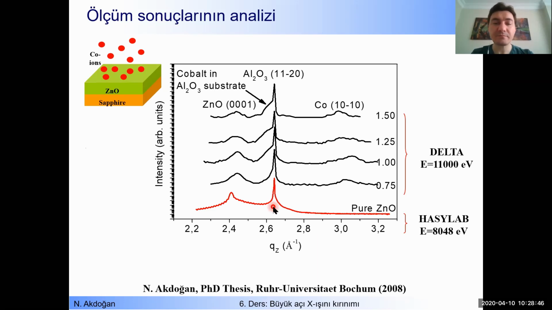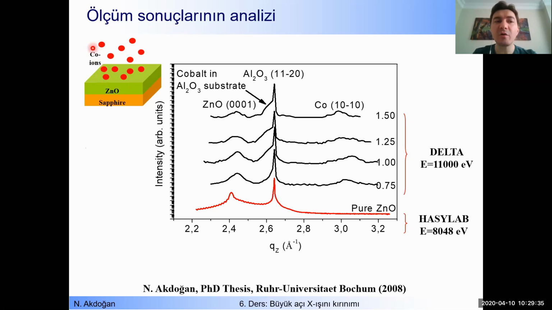So now I implant this system by using cobalt ions. We send cobalt ions into the system, and I would like to learn what happens if I increase the number, or density, or dose of the cobalt ions within the material. The energy of the cobalt ions is fixed; they are accelerated and sent into the material. So now here we have many questions. Are cobalt ions stopped in zinc oxide, or are they allowed to go into the sapphire?